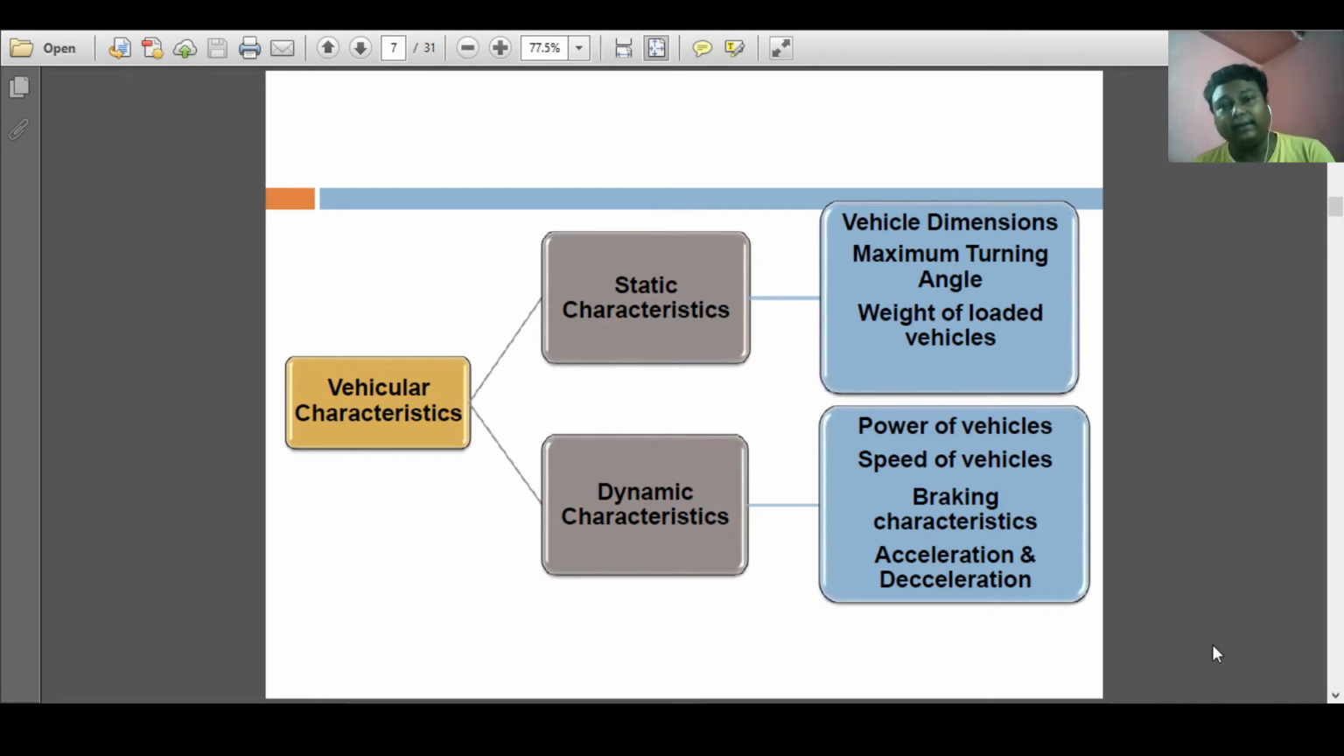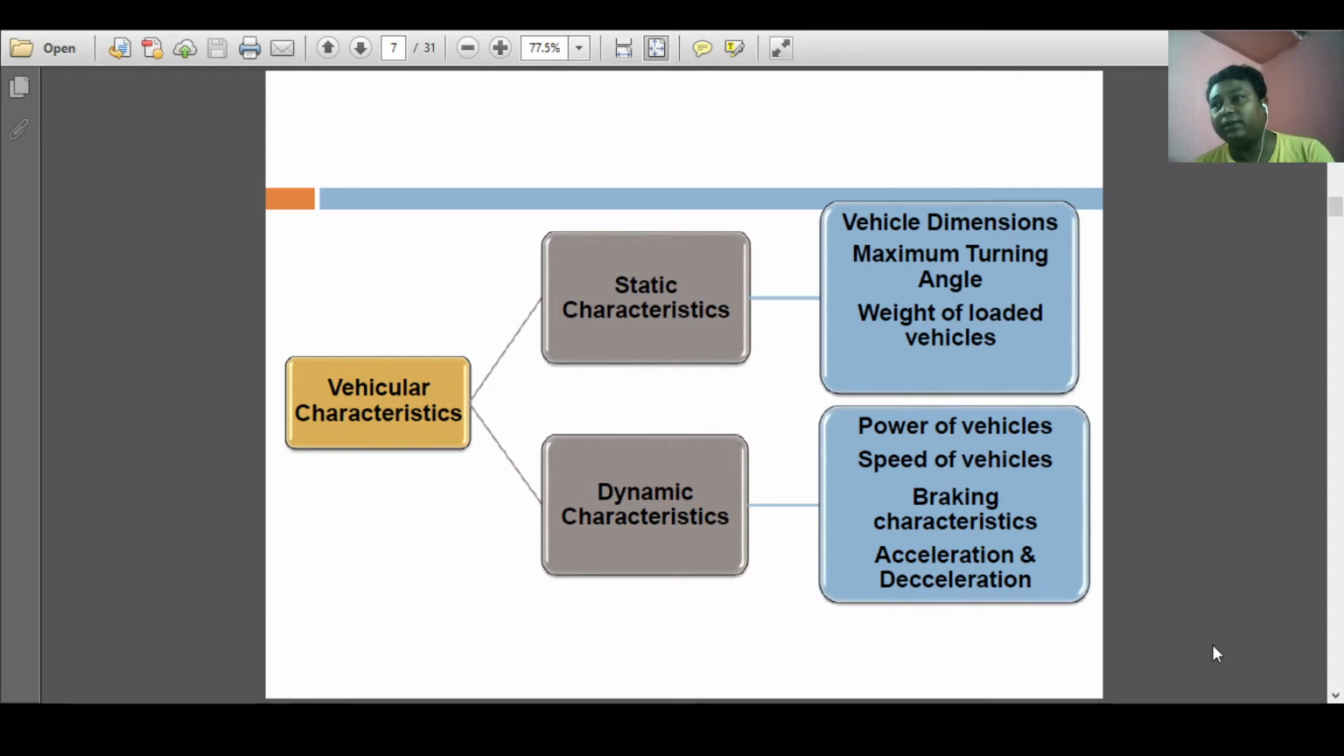So those are some static characteristics, which are not in some dynamic dilemma. Next is the dynamic characteristics. What are the power of the vehicles, the speed of the vehicles, the braking characteristics, acceleration and deceleration. So these are the things which are in dynamic condition.